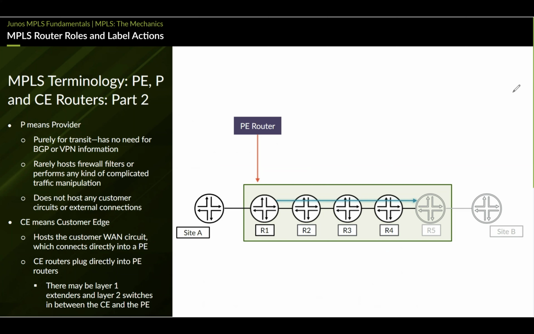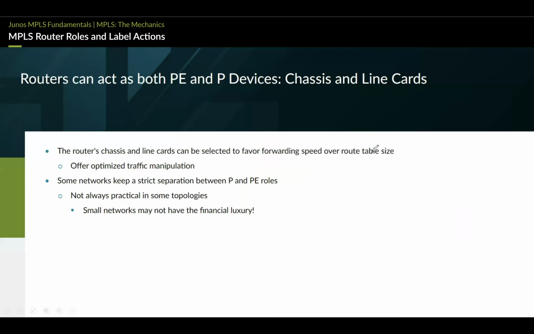And all the time the customer's router is connected with the PE router. In between the PE routers, all are provider routers. So this is also a PE router. This is the customer's router, and these three routers, router 2, router 3 and 4, are the provider routers. This is the MPLS terminology or naming convention. Okay.